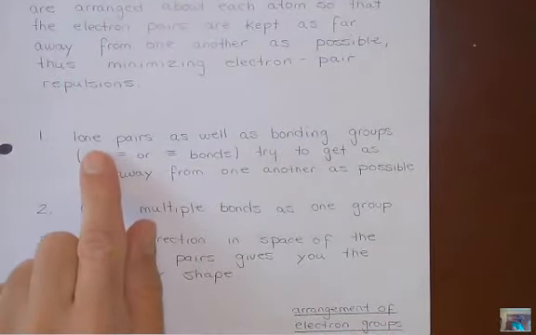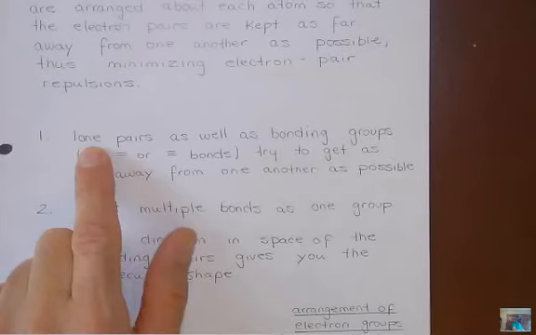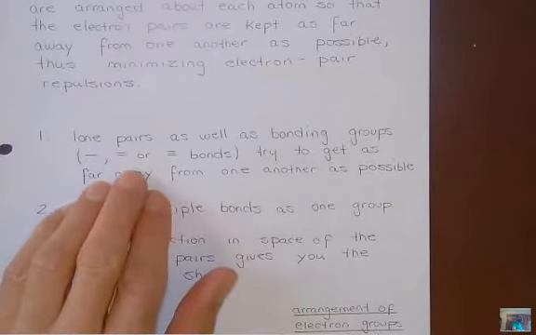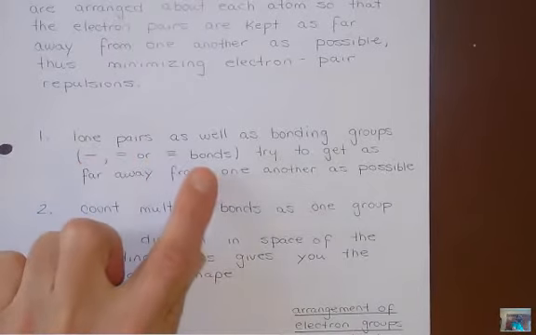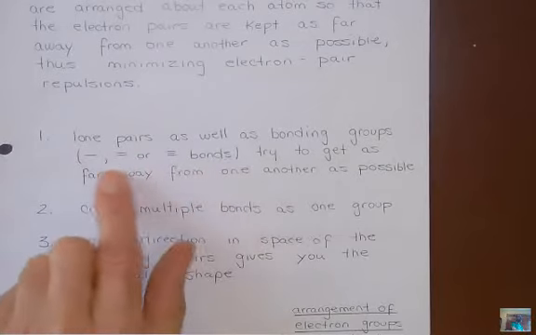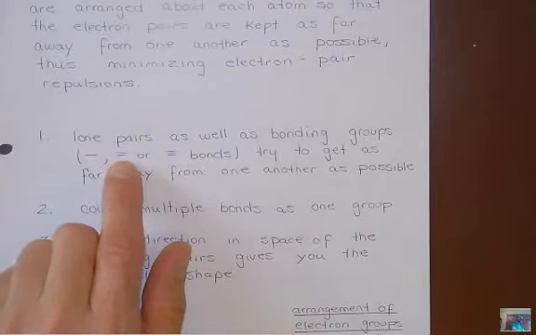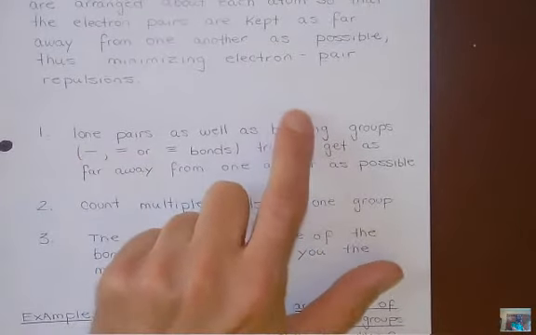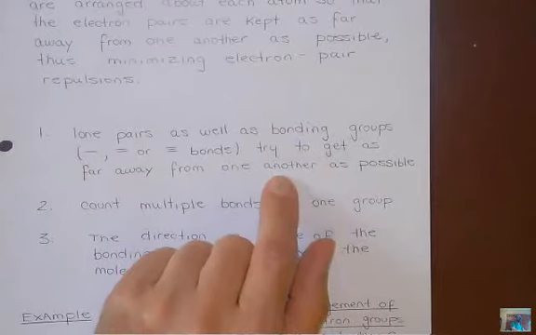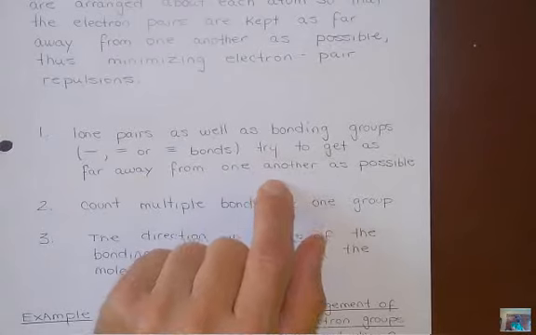Just to repeat that again, because it really is so important, what we have to do is count up groups of electron density. There are just 4 different categories: you can have a single bond, a double bond, a triple bond, or a lone pair. 1 triple bond counts for 1 group of electron density. 1 double bond counts for 1 group of electron density. 1 single bond counts for 1 group of electron density. And 1 lone pair, the 2 dots, counts for 1 group of electron density. And what are they trying to do? They're trying to get as far away from one another as possible.